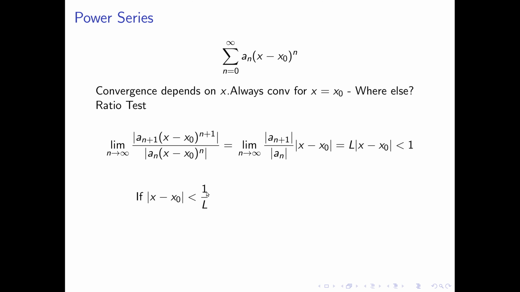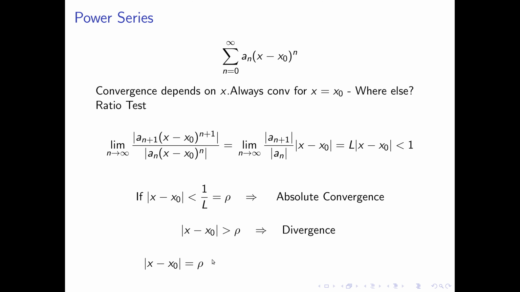And so this is a really important number. It's important enough that we give it a name, rho. Actually, that's not the name. This is rho, but rho is called the interval of convergence, or the radius of convergence, sorry. Rho is the radius of convergence. Okay, and so if the absolute value of x minus x naught is less than rho, we get absolute convergence. If, on the other hand, it's bigger than rho, then the power series will diverge. And then if it's equal to rho, the test is inconclusive, right?